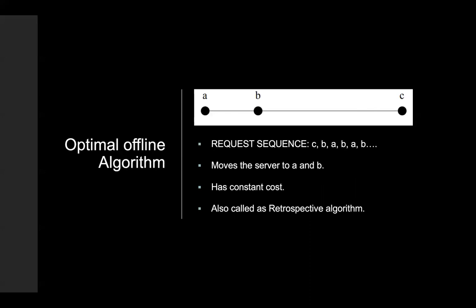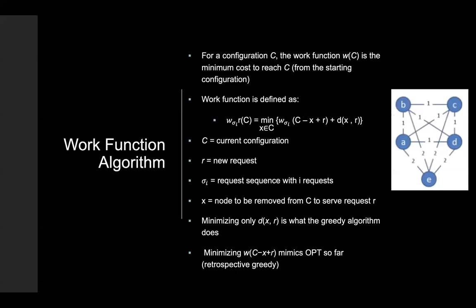But there is one algorithm called work function which has improved performance over greedy with a bounded competitive ratio. The work function is driven by this equation, which is W_R(C) equal to min of W(C - x + R) plus D(x, R). In this equation, C is the current configuration. Configuration is nothing but placement of servers in some order in a metric space. Here x implies any server location that belongs to C. In this equation, x is the variant.